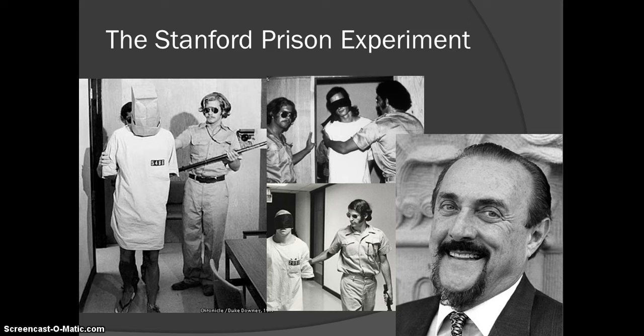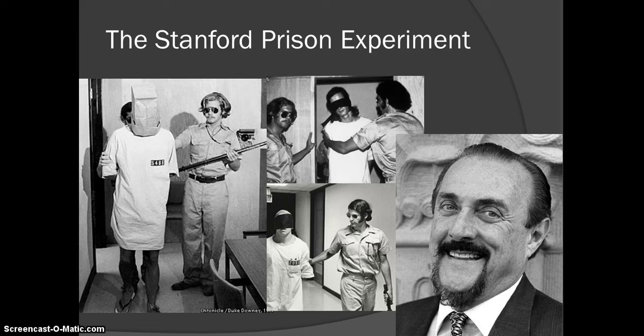What happened was he divided part of them to be the guards and part of them to be the prisoners. And that's all he did. What happened was the participants adapted to the roles that were assigned to them. And it was well beyond Zimbardo's expectations.